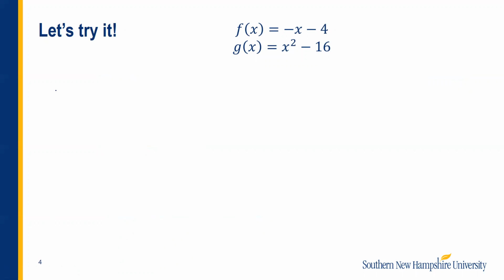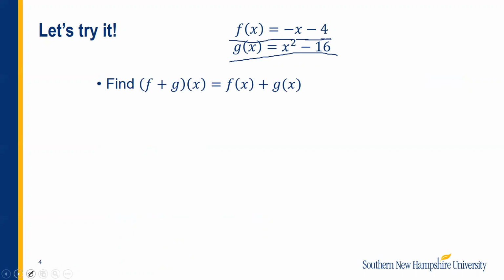Well, now we get to try it. I have two functions up at the top here. We have f of x is negative x minus 4, and we have g of x is x squared minus 16. So we have two different functions there. And the first thing it says is to add them. Add f of x plus g of x, and we notice the order says f plus g. So we're going to take our negative x minus 4 and add it to x squared minus 16.